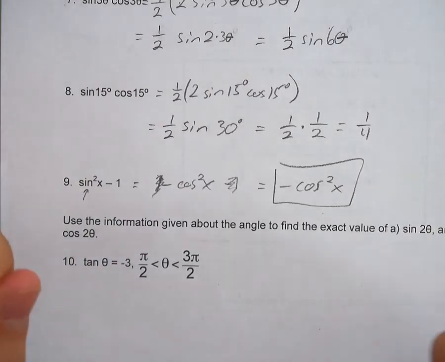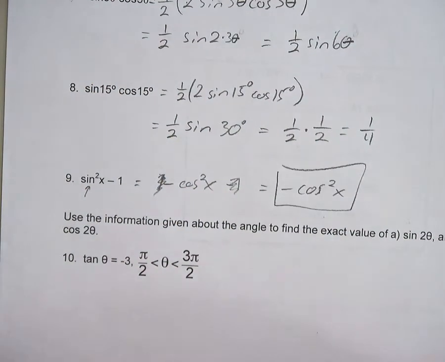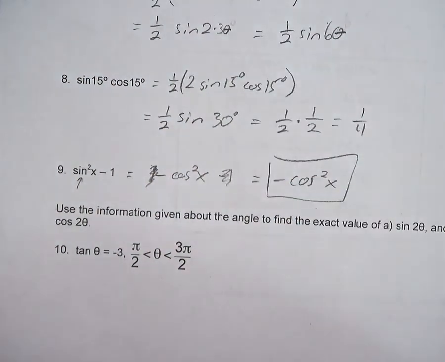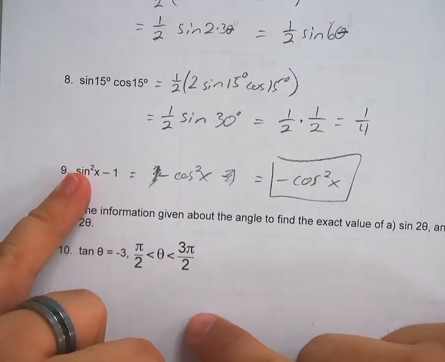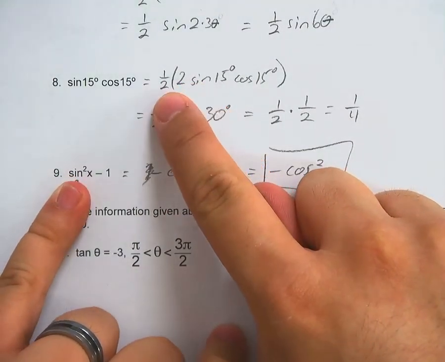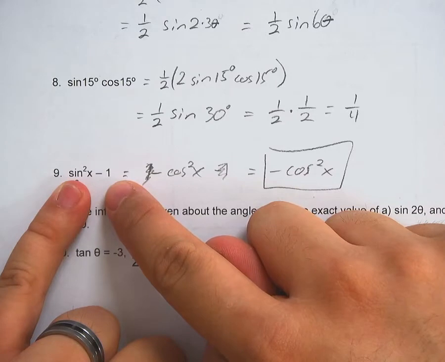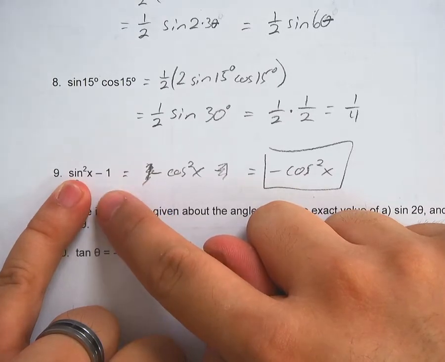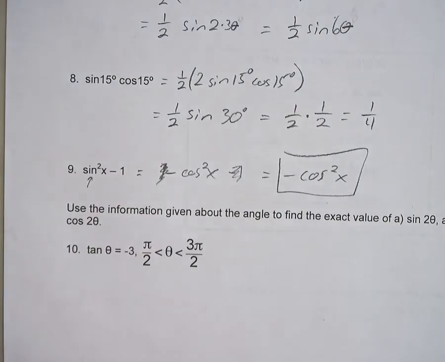When I saw number 9, I looked at it and said, is it one of my identities on the front, on this sheet particularly? And it's not. It's close, but I need a 2 in front of here. But if I do that thing up here, where I had to put a 2 and compensate with a 1/2, that's going to change 1 to 2 as well. That's not an identity, so that's not going to work. All right? So I said, well, let's just do something different. Let's change that to 1 minus cosine squared, and then simplify. Okay?